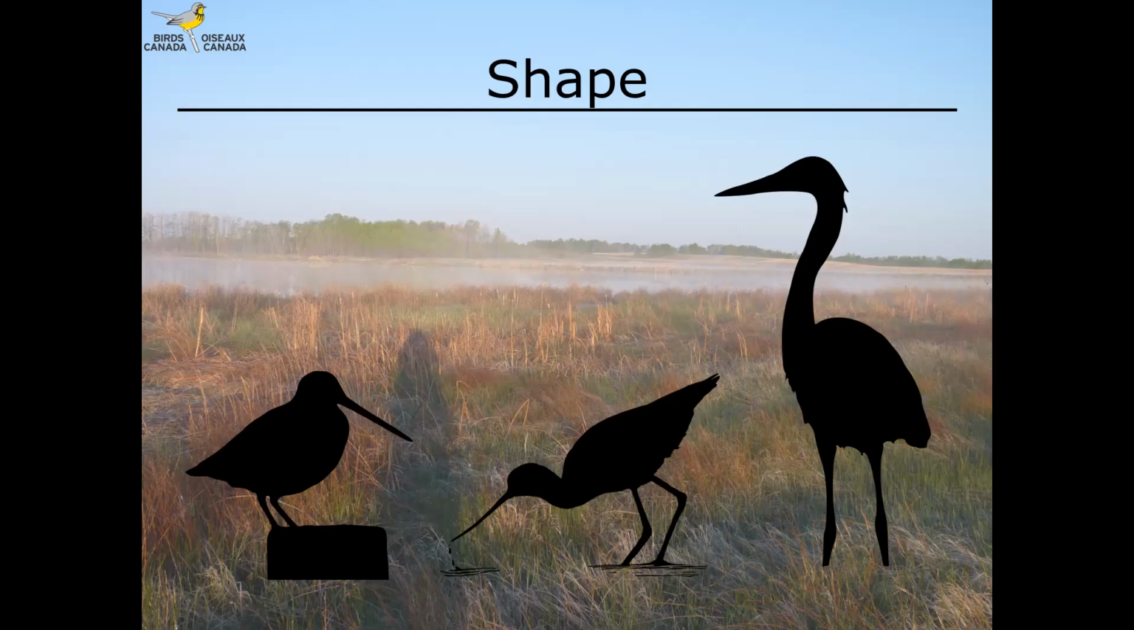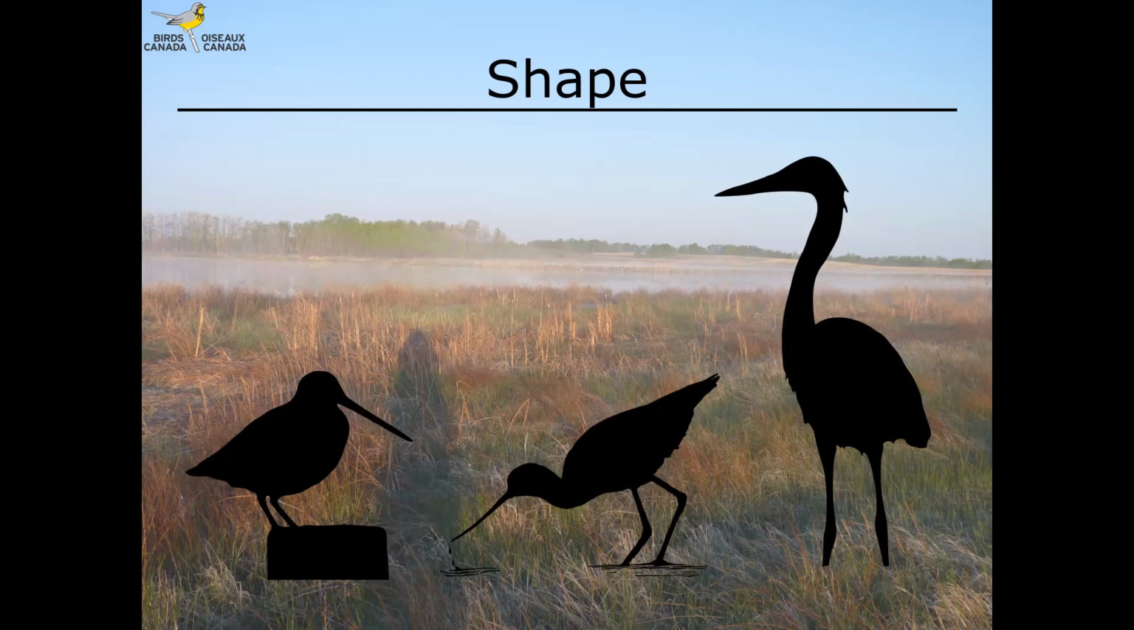Shape can be really, really useful, especially if you've ever gone out birding really early in the morning when the light's dim and you can't really see a lot of colors, or the sun is behind you and all of the birds are terribly backlit and you just get these silhouettes.